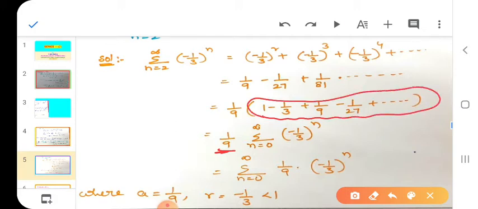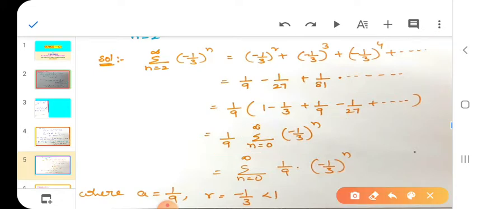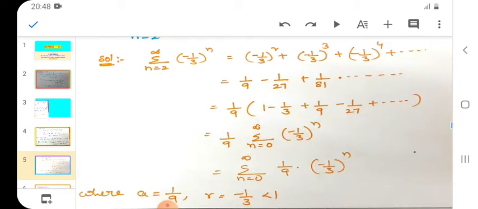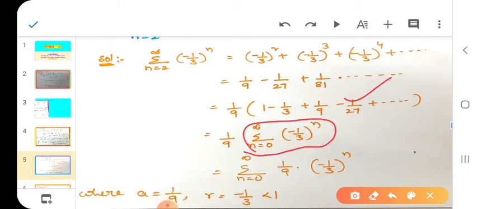See, what is the summation of these terms? Summation n equals 0 to infinity of minus 1 by 3 whole power n. Is it right or not? First check. Put n equals 0 in this. We get minus 1 by 3 whole power 0, which is 1. Next, put n equals 1: minus 1 by 3. Next, put n equals 2: minus 1 by 3 whole square, that means plus 1 by 9. Similarly, and so on. So I write summation n equals 0 to infinity of minus 1 by 3 whole power n instead of all these terms.